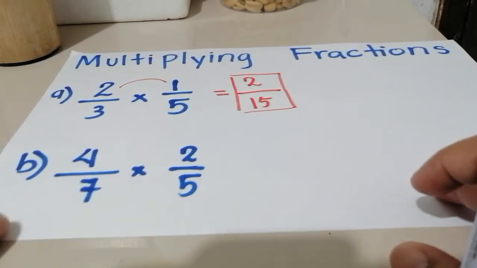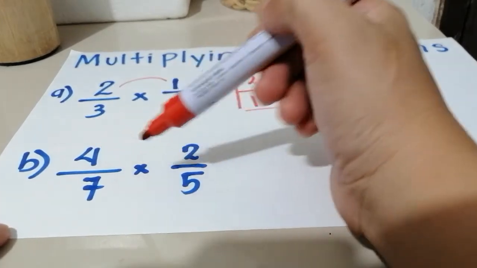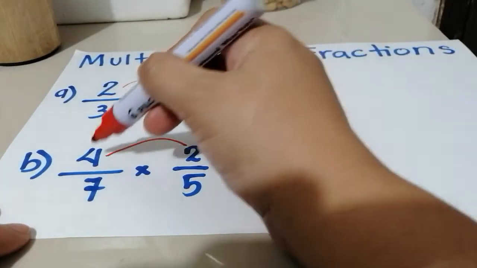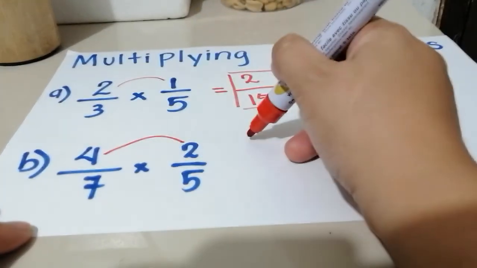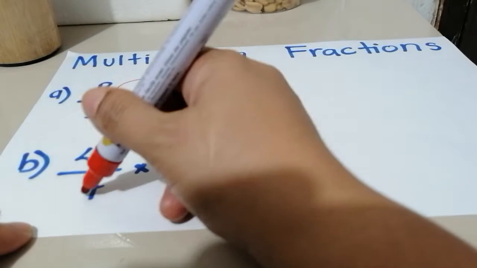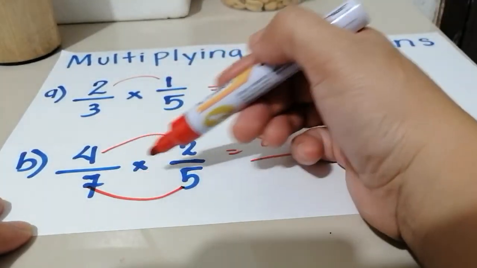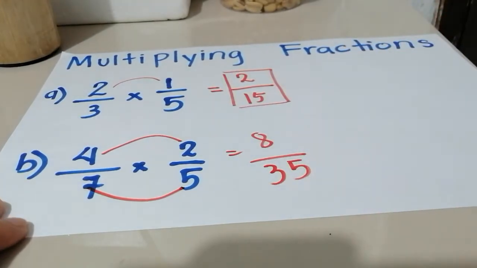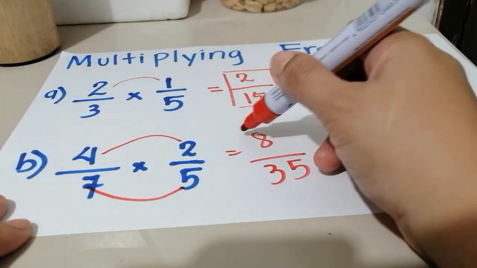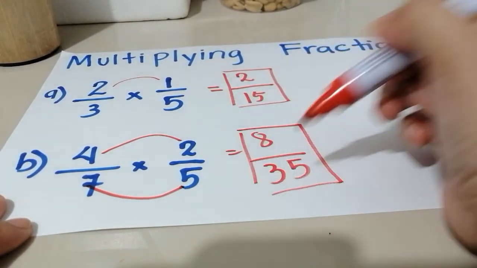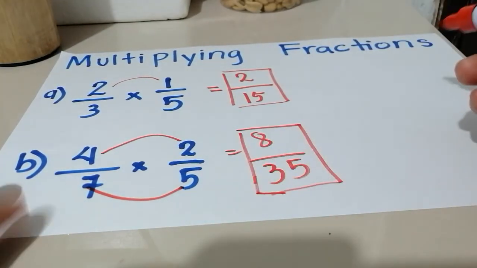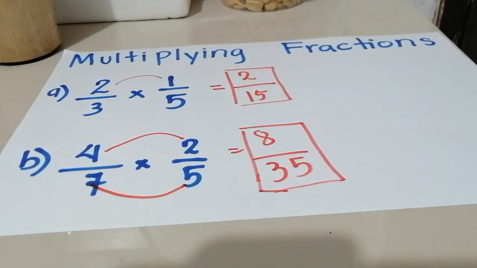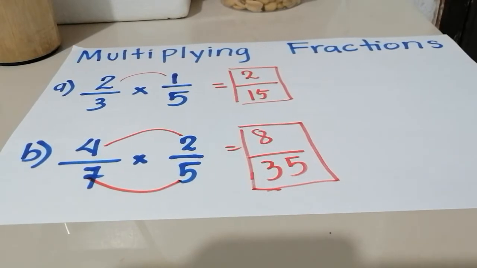Okay, next. This one. 4/7 times 2/5. Okay, so same thing. Multiply numerator times numerator. So, 4 times 2, that will be 8. And then, denominator times denominator, 7 times 5 is 35. Okay? So, 8 over 35 is still simplified. There's no other number that can divide them except 1. So, ibig sabihin, eto na yung answer kaagad. O, diba? That's so simple. It's very simple when we multiply fractions.